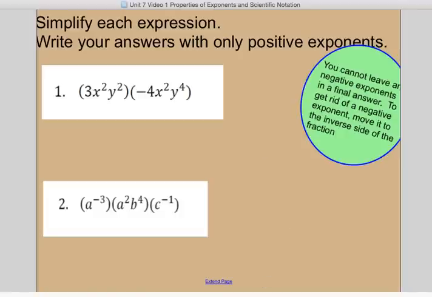So I recommend here combining what you can. So this is being multiplied. So we have 3 times negative 4, which is negative 12. Then I would look at x to the second times x to the second. Remember, when you multiply, you add. So 2 plus 2 is 4. Then I have y to the second times y to the fourth. So being multiplied, 2 plus 4 is 6. Okay. One thing I want to point out, negative 12 is to the first power, so all my powers are positive, so my final answer is negative 12, x to the fourth, y to the sixth.